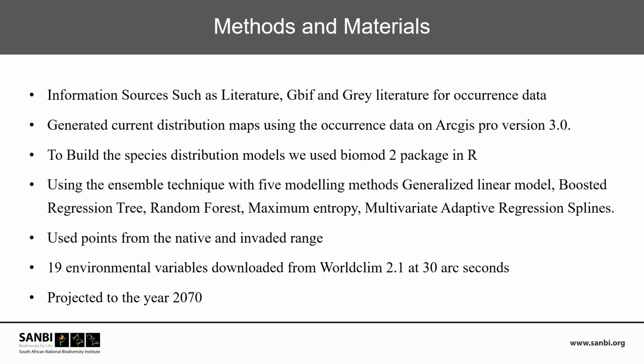To build the species distribution models, we used the Biomod2 package in R using the ensemble technique with 5 modeling methods, which are GLM, BRT, RF, Maxent, and MARS. We used points from the native range and complemented them with points from the invaded range. We downloaded 19 environmental variables from WorldClim version 2.1 at a resolution of 30 arcseconds and projected the models to the year 2070.